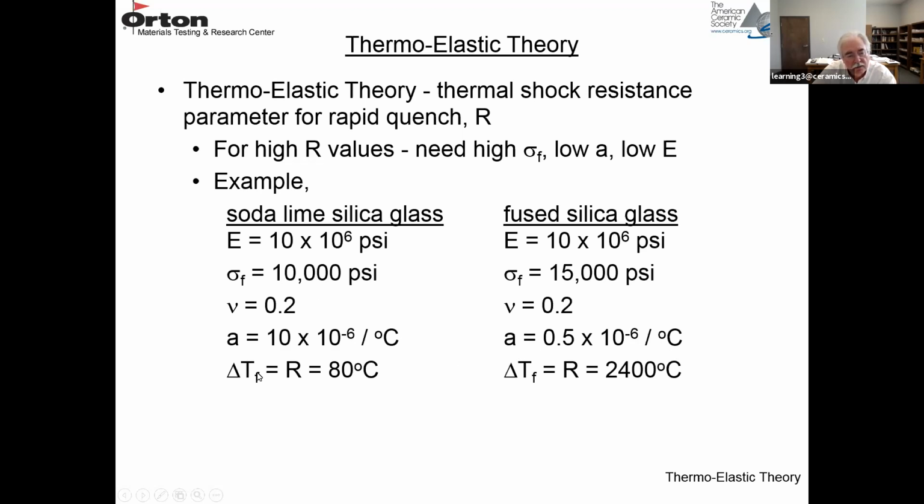So if you calculate delta T_F or R for this condition, it's 80 degrees C. So you only have to quench a window glass from high temperature to low temperature where the delta T is 80 degrees C, and it will fracture in a catastrophic manner. But for a fused silica glass, delta T_F equals R is 2400 degrees C. That's not a realistic number. It's just a high number. Obviously, the glass will melt before it reaches 2400 degrees C, but it's just telling you that that glass is not going to thermal shock at all.